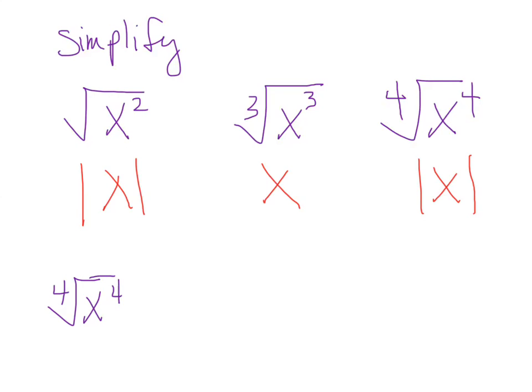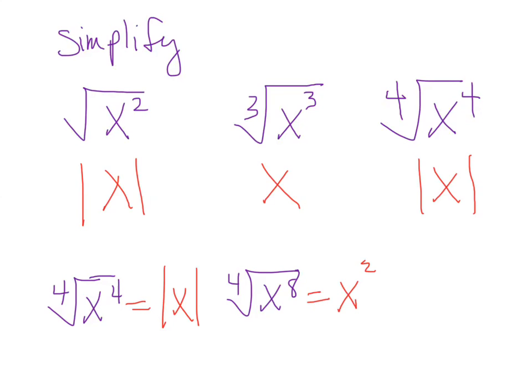So now we'll compare the fourth root of x to the fourth with the fourth root of x to the eighth. In the first case, we've already seen that it's just the absolute value of x. But why in the second case is there no absolute value? Well, we know for sure that it's x squared, and because x squared is always positive, if x is a negative and I square it, I get a positive. And if x is a positive and I square it, I get a positive. So I don't have to worry about the absolute values here. Because remember, the absolute values are to make sure that a negative does not come out of an even root.